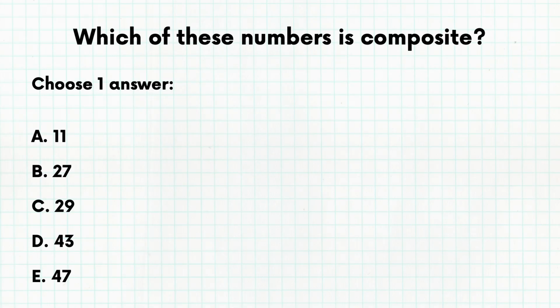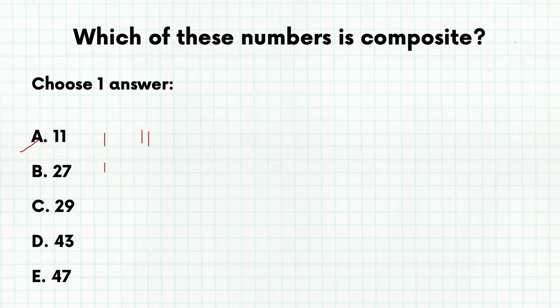Question number 2. Which of the following is a composite number? So what is the definition of a composite number? It is a number that can be divided by 1, itself, and another factor. We have to have another factor, right? So let's see A first. 1 and 11 itself, it can be divided by 11. So this is not a composite but prime.